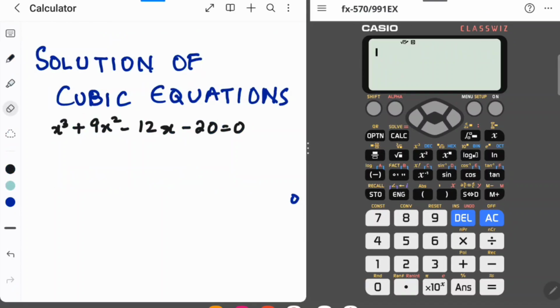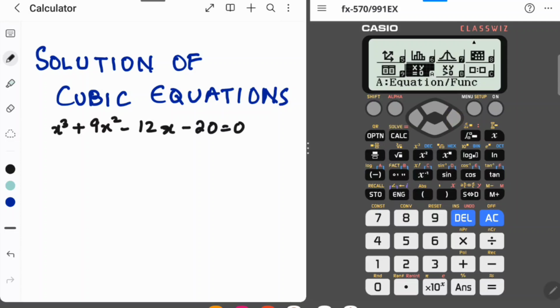The next is the solution of a cubic equation. Mostly ADMAT students solve cubic equations as well. So I took a question, x cube plus 9x square minus 12x minus 20. So you will have 3 roots of the equation. Let's check, you just do the same thing. Go to menu and then go to equations. Equation is there, equals, then polynomial is 2, and then 2 to 4, it is a cubic equation, so you press 3.